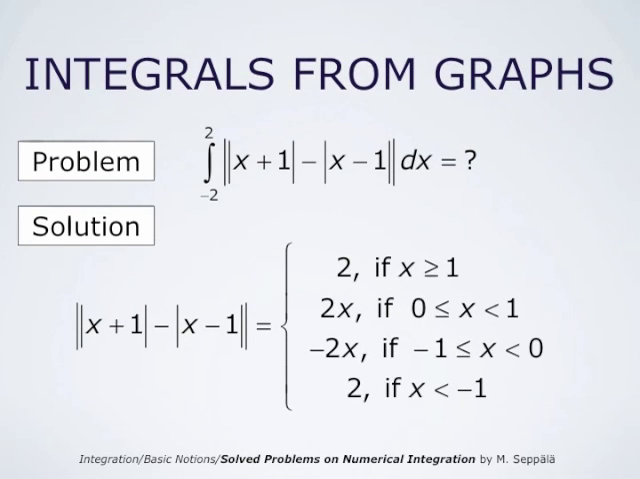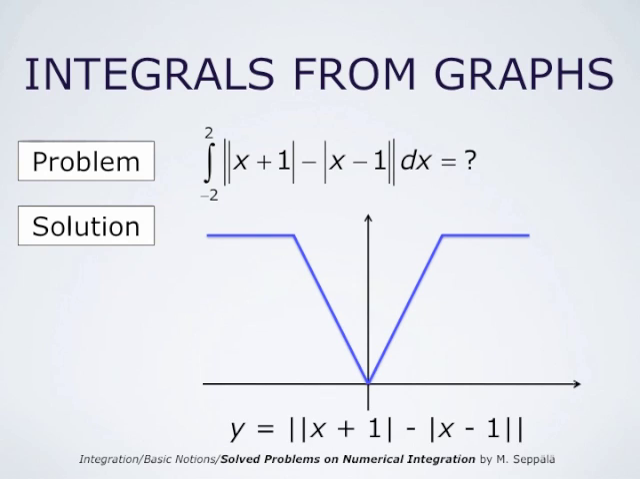We may still get rid of the last absolute value that we had, and we observe that the expression, the absolute value of x plus 1 minus the absolute value of x minus 1 is 2 if x is greater than or equal to 1. It is 2 times x if x is between 0 and 1. It is negative 2 times x if x is between -1 and 0, and it is 2 if x is less than -1. Therefore, the graph of this function looks like this letter V.